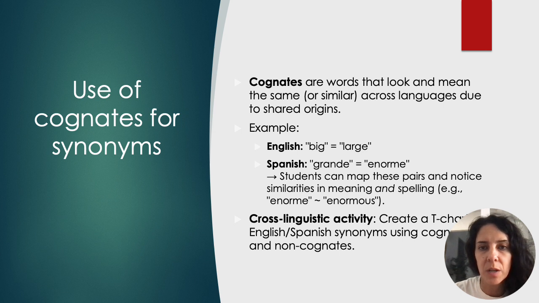So cross-linguistics and synonyms. We can use cognates for synonyms. So let's begin with cognates. These are words that look and sound similar across languages because they share the same roots. For example, enorme in Spanish is enormous in English. By pairing synonyms that include cognates, students can start to see the natural bridges between the two languages. This not only supports comprehension, but also confidence and vocabulary expansion.